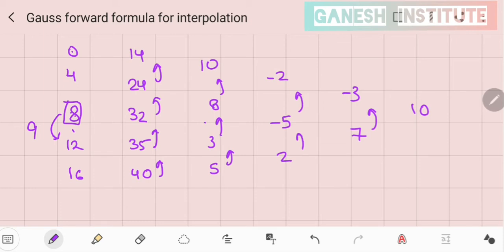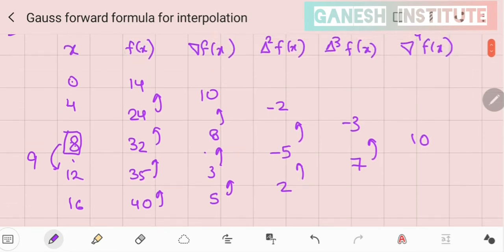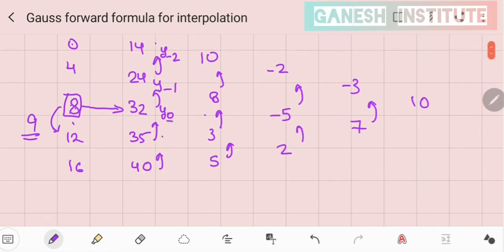Now what's the difference between Newton's forward formula and Gauss forward formula? Basically you need to mark these values of f(x). Because you need to find 9, that means 8 would be your base value. So whatever your base value is, the value at that point would be your y naught, right? And now moving back, this would be y minus 1, this would be y minus 2, and then moving forward, this would be y1, this would be y2, right?